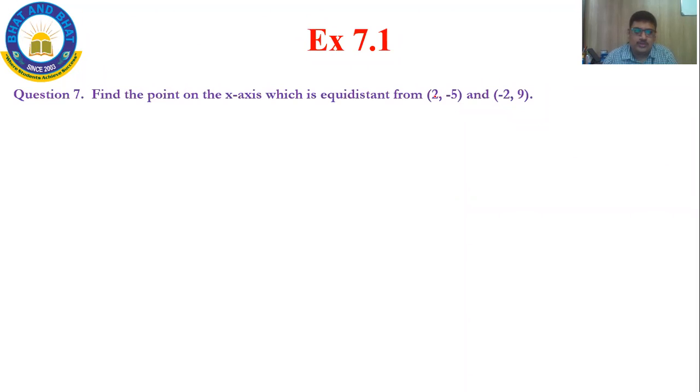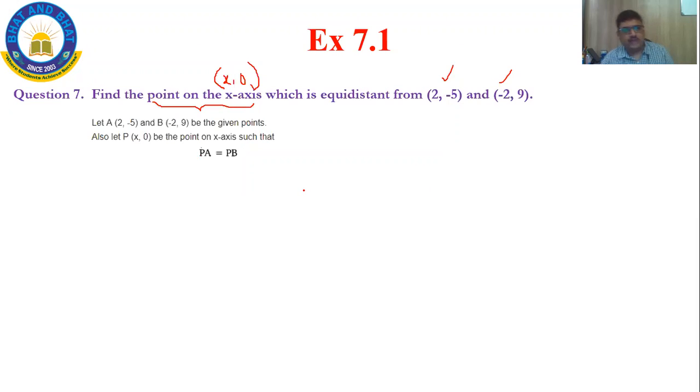So it is already said that the point is present on x-axis. So what should be the general representation? X comma 0. But it is equidistant from this point as well as this point. That means I have to find out distance between x comma 0 and 2 comma minus 5, and x comma 0 and minus 2 comma 9. When we do this, we have to find out what is the value of x.